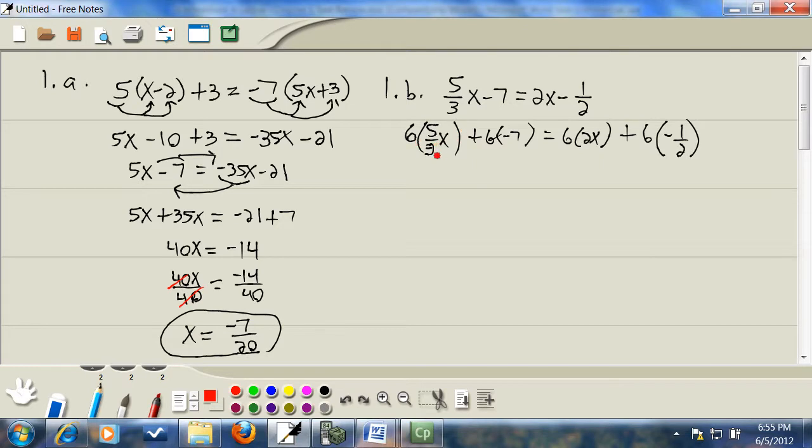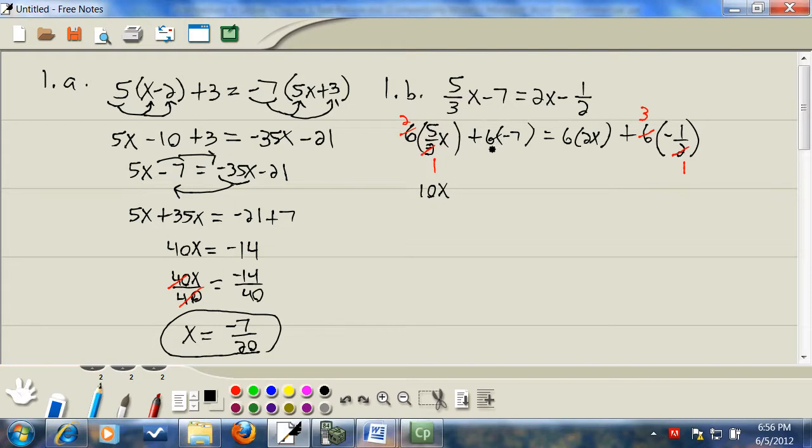Now here, 3 and 6 both divisible by 3. 3 divided by 3 is 1. 6 divided by 3 is 2. Over here I got 2 and 6. They're both divisible by 2. 2 divided by 2 is 1. 6 divided by 2 is 3. You'll know you picked the right LCM if you have 1s for all of your denominators after you get done multiplying it through. So here we got 2 times 5, which gives us 10x.